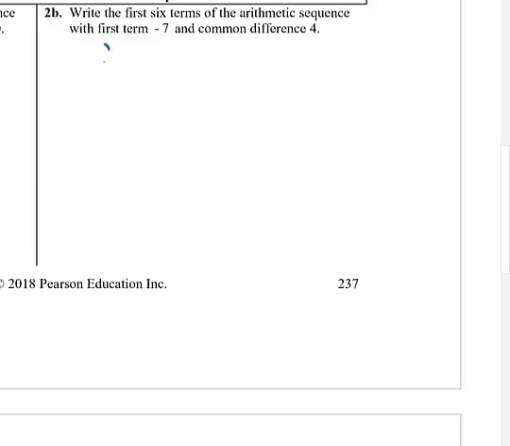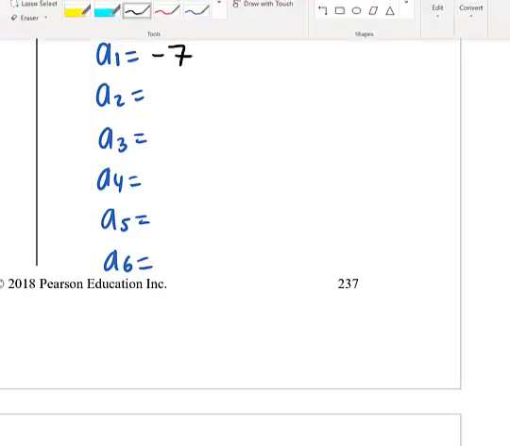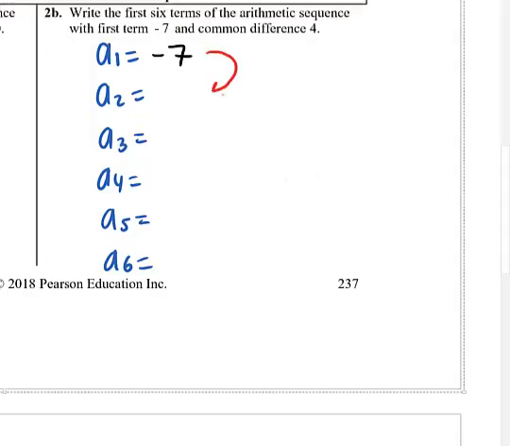So in this one, for example, they also want the first 6 terms. Let's get ready for them. A1, A2, A3, A4, A5, A6. They gave us the first term right off the bat. They say the first term is -7, so we'll start off with that guy. And then from there we're just adding the common difference of 4. In this case, the common difference is a positive number, so these should be going up.